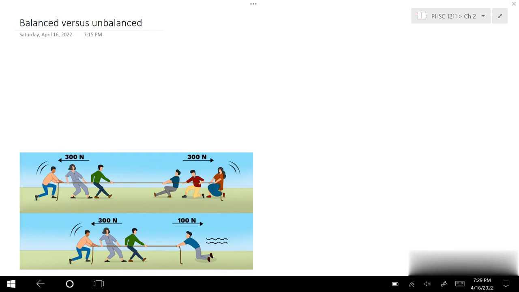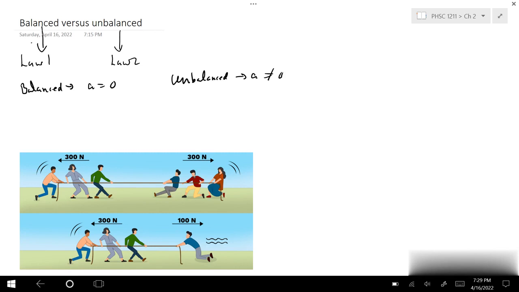Okay, so in this video, we want to really start looking at how we're going to analyze these forces, look at diagrams, and how we're going to communicate these differences. But in reality, when we're looking at laws 1 and 2, law 1 is something that is balanced. Law 2, we're looking at something that's unbalanced. So remember, if it's balanced, we have an acceleration equal to 0. If it's unbalanced, we have an acceleration not equal to 0.